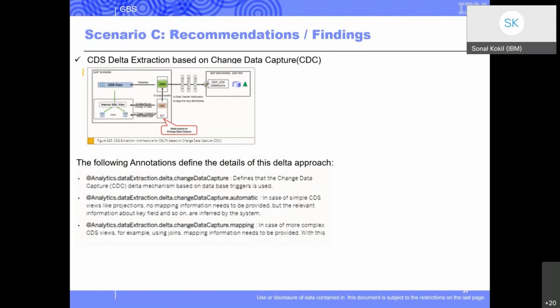So one is annotations. Again, this is delta only. It's not different from delta, but rather than using those annotations of the delta specific field and all, here you can define the change data capture, CDC. And then whether you want it to be automatic, where the system defines on what basis it should pick up the data, and you can define the joins and mapping. So these are the annotations you can use in your CDS views.